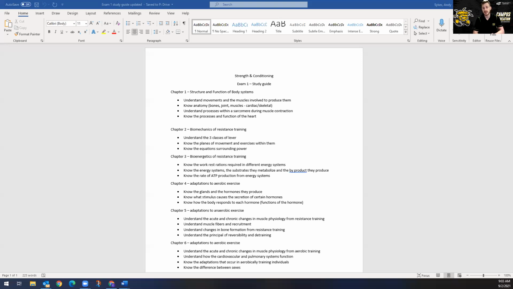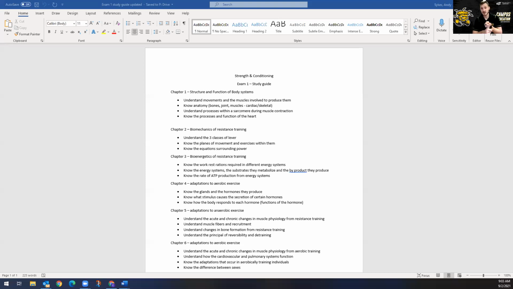We looked at the bending lift movements, so mainly the squat. So know what muscles are active during a squat. Know which ones are the prime movers, your agonists, which ones are assisting, and which ones are just stabilizing. And that's pretty much that one.